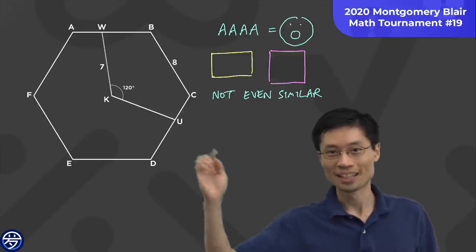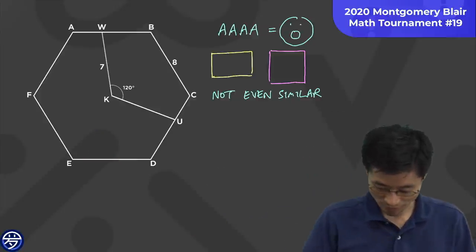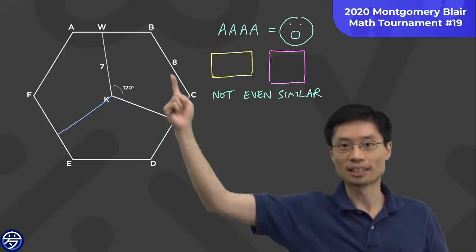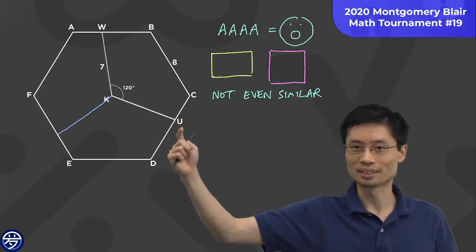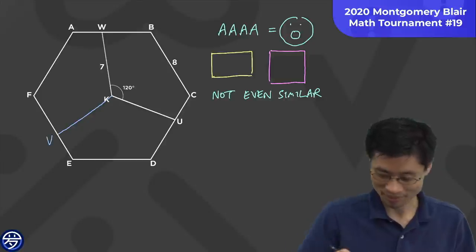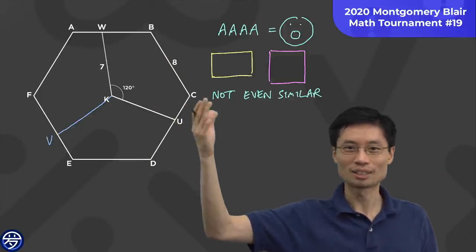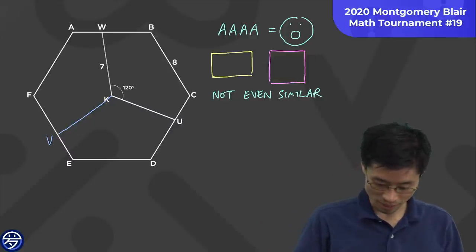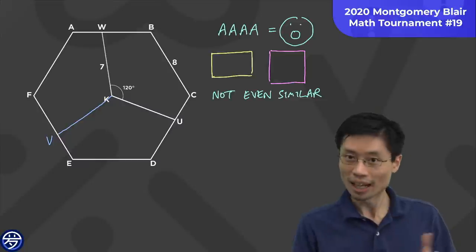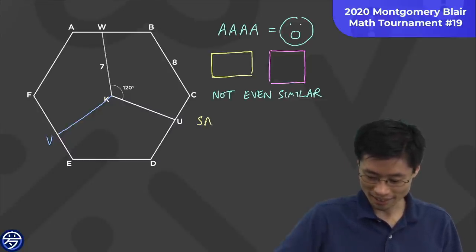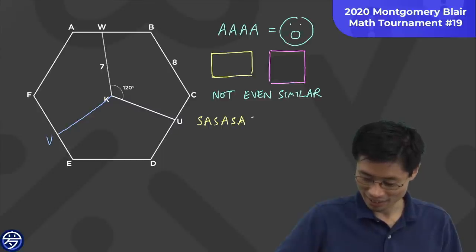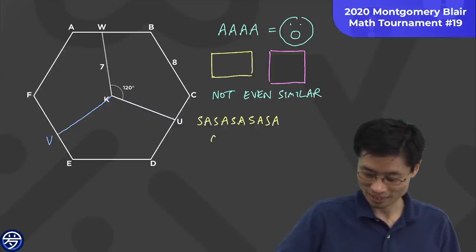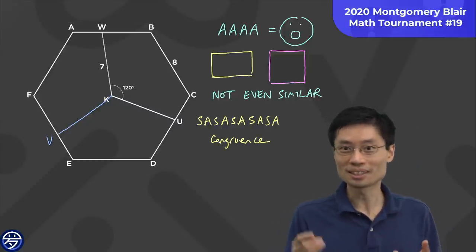So actually what I was using is I was getting congruence between this one and the other one. Let's give this a name. If that's W and that's U, what order is this? V, it better be V. The letter that's missing must be V. Okay, so we're going to call it V. So what I was actually doing is I wasn't using similarity or congruence. I was actually using SASASASA congruence.